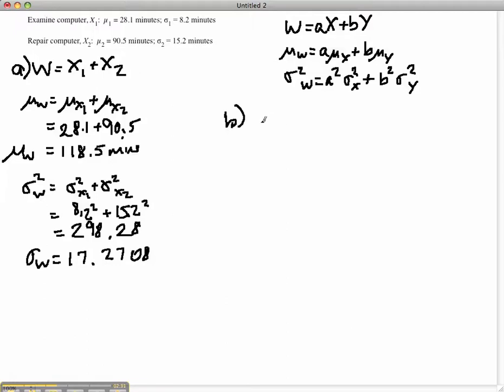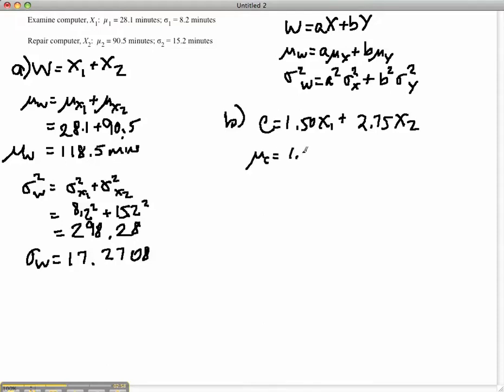The worksheet calls it W. I'm going to call it C because it stands for something. $1.50 x1 plus $2.75 x2. If it costs $1.50 a minute to diagnose and it costs $2.75 a minute to fix the computer, then C is going to be the total cost it takes to fix the computer.